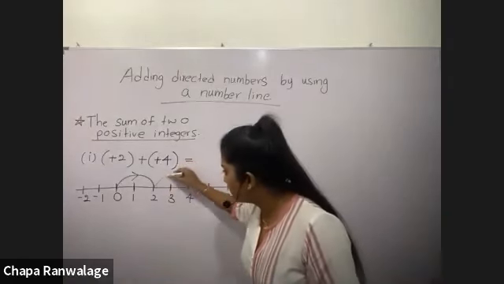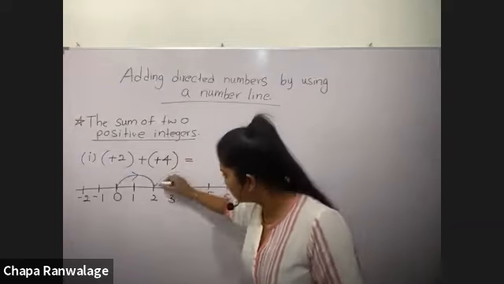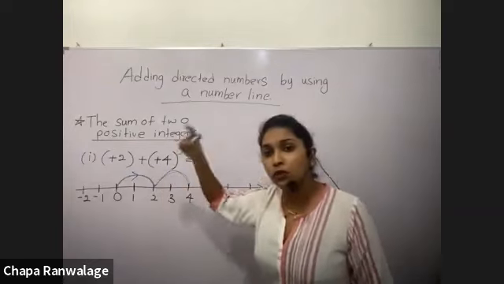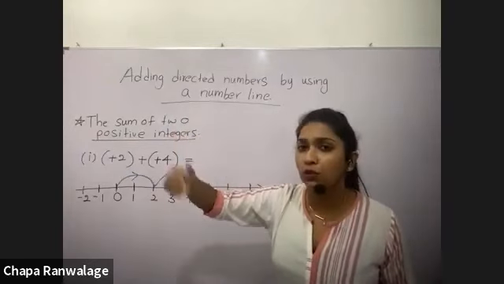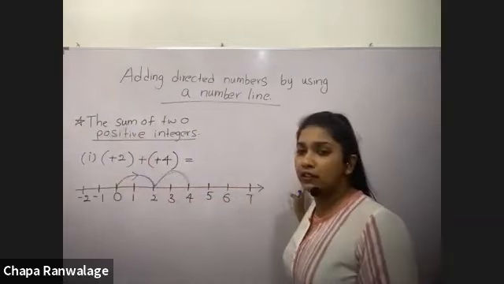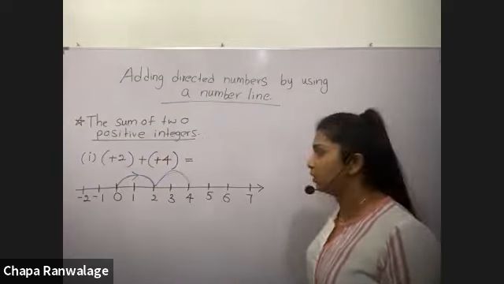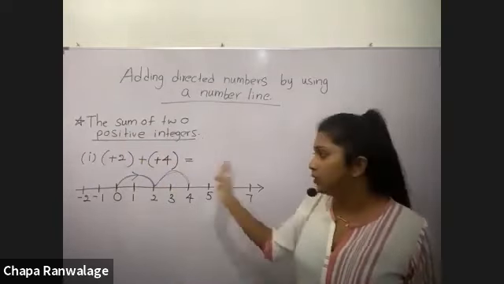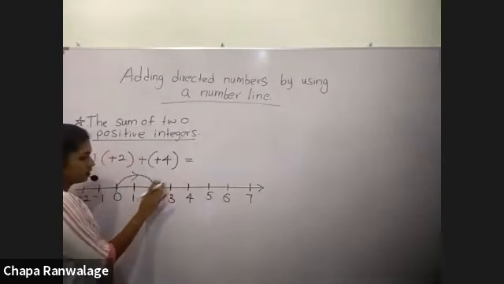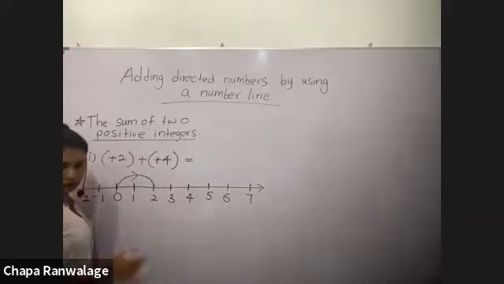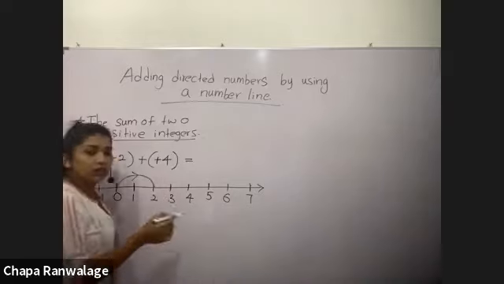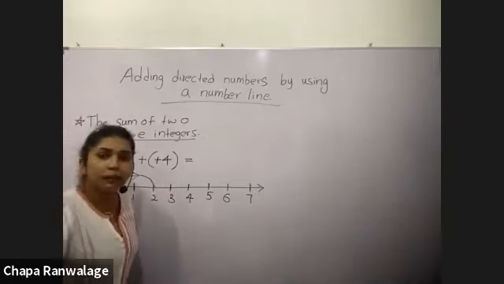Four units. You have to move another four units towards the right. There are two ways that you can count them. If you want, you can count one by one.